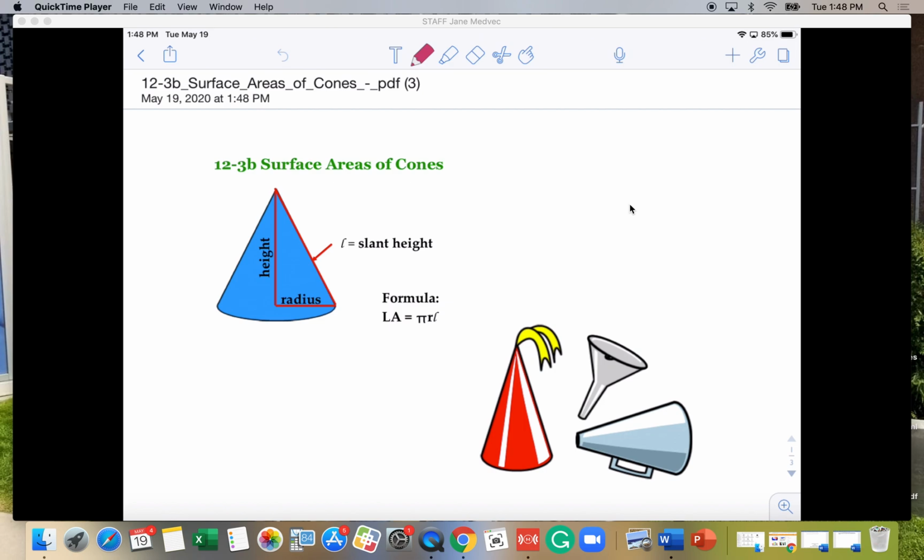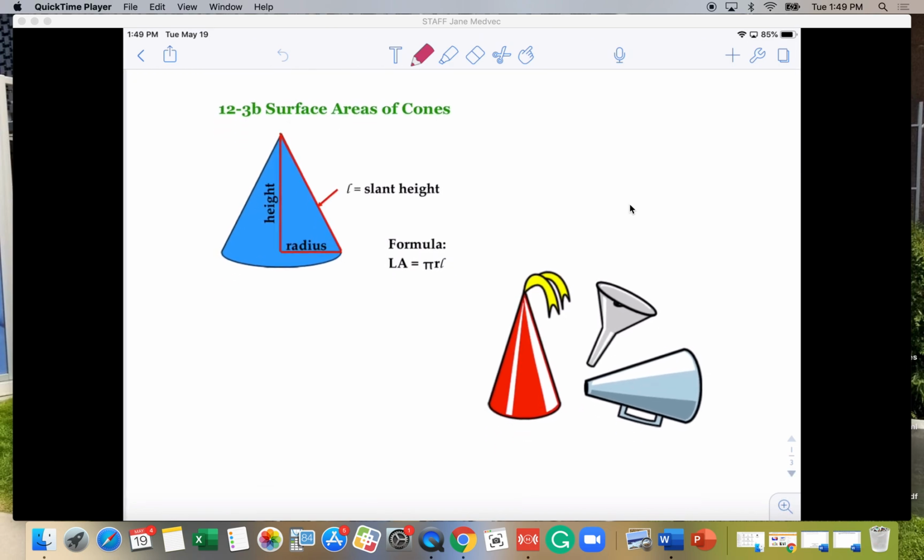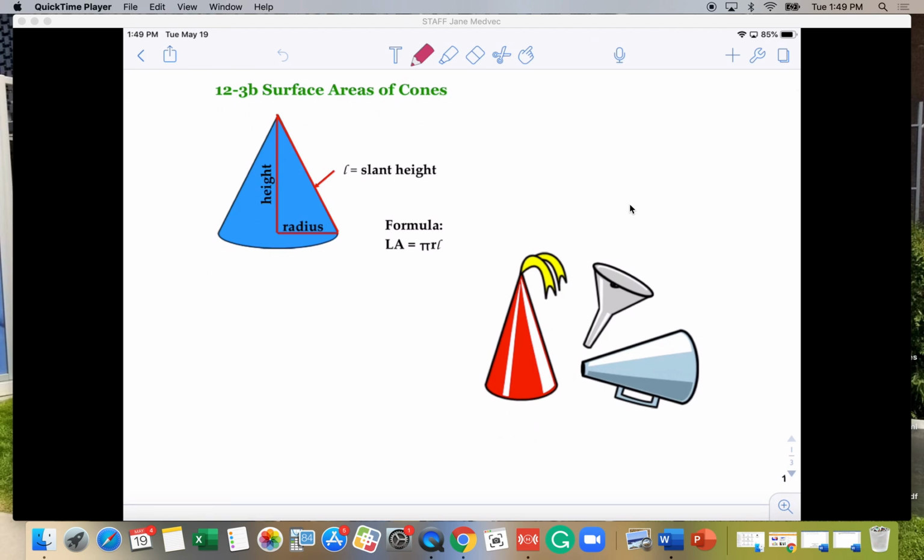Today what we're going to do is take a look at the second half of 12.3, finding surface area of cones. Now you're going to notice that this is very similar to pyramids, but it's different because the bottom of the cone is not going to be a polygon, it's going to be a circle. And also how you find the middle or the lateral area is also different.